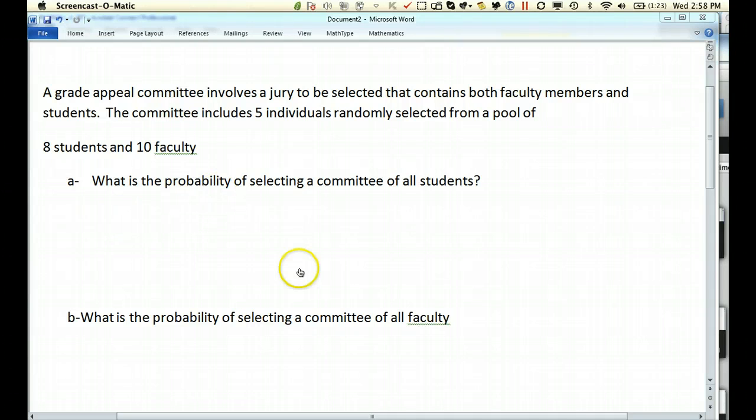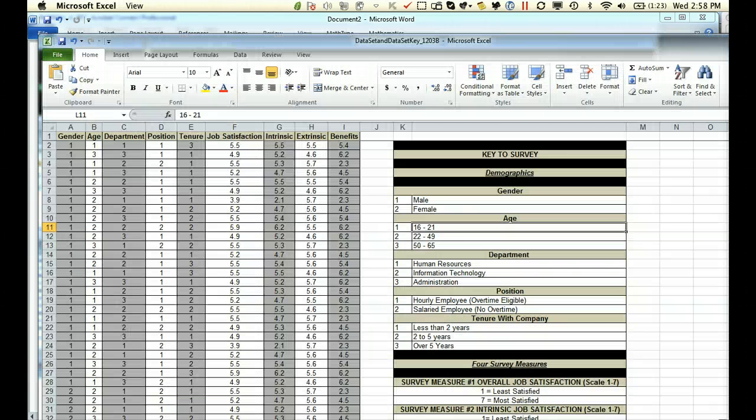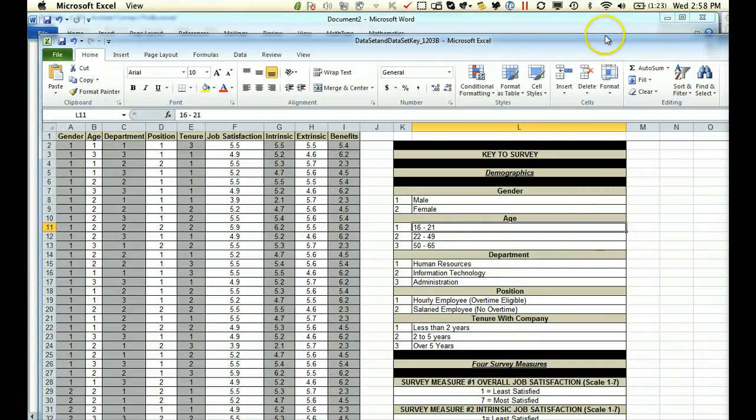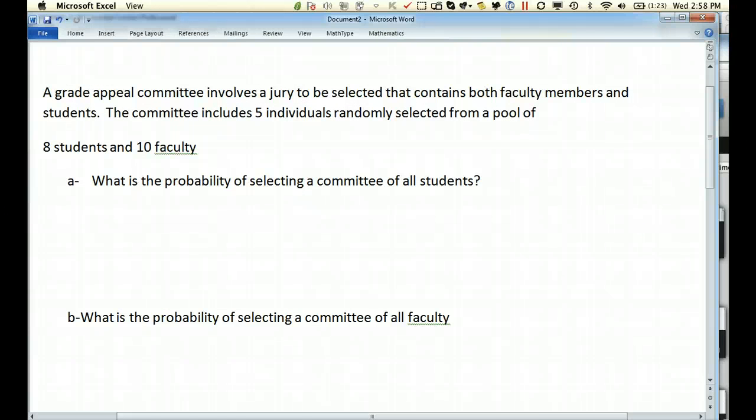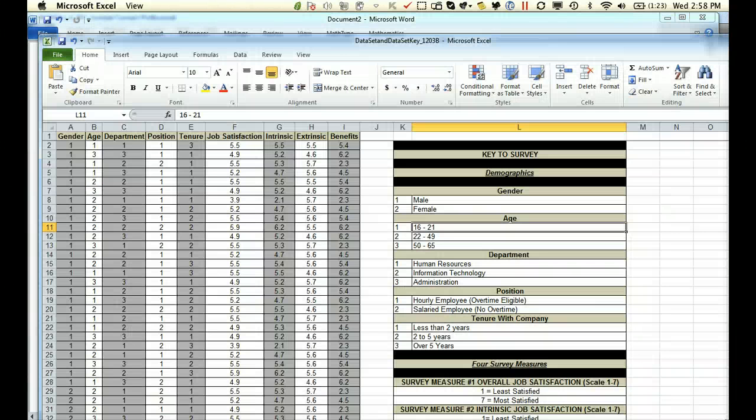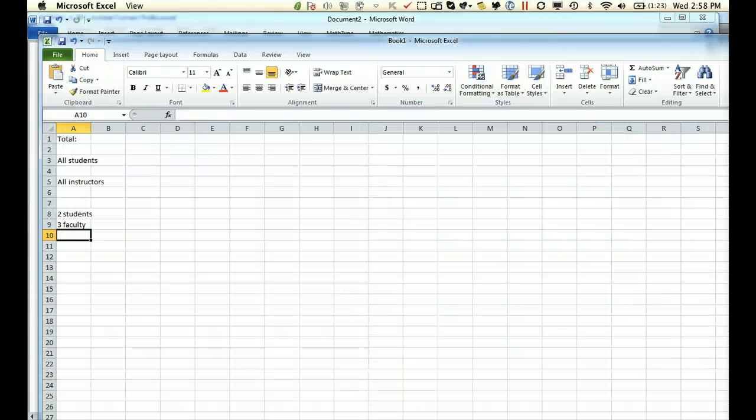So first off, we consider that there are 8 students and 10 faculty, or 18 people that are eligible to be chosen. So I want to figure out how many different ways I can put them in a 5-person committee. So I've kind of set this up to be the total number of ways I can accomplish this.